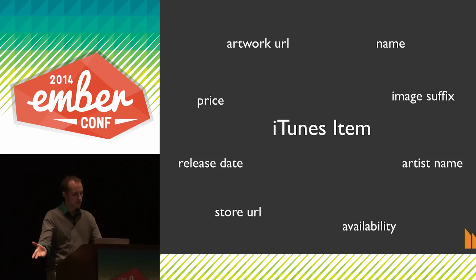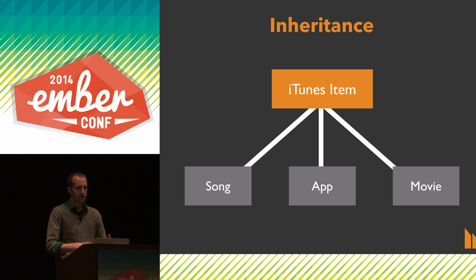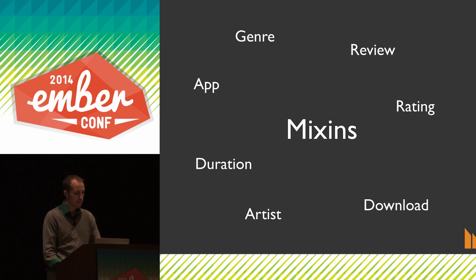So the core model is the iTunes item, and it has a URL for its artwork, image suffix, which is like PNG, TIFF, all these other things, and price, all this stuff that's common to every single thing on the App Store. And so everything inherits from this item, and that's songs, apps, movies, all the different data types. But there's still more than that. There's still more specific complexity in different situations, and it gets pretty deep into the rabbit hole.